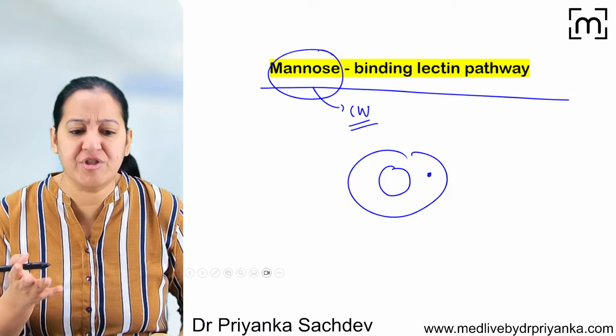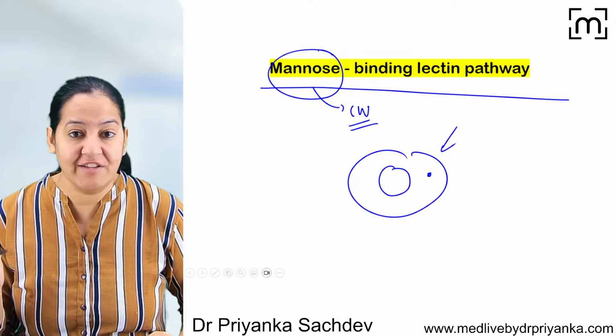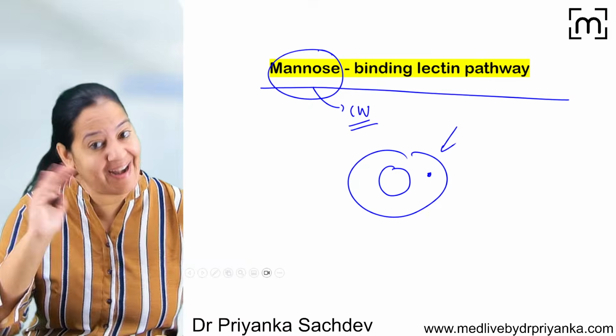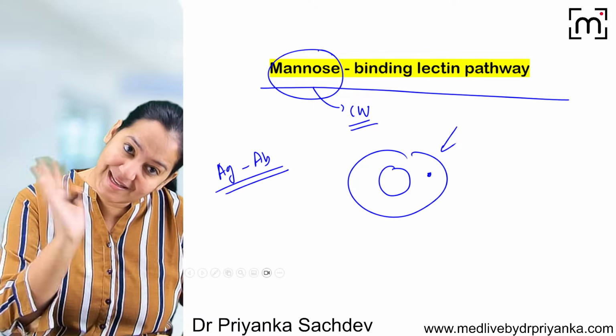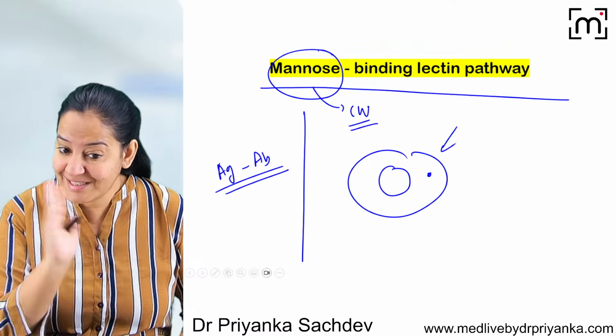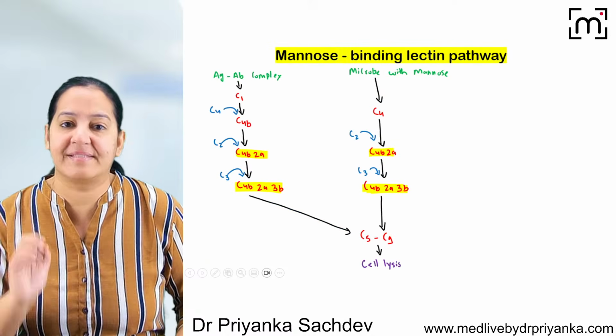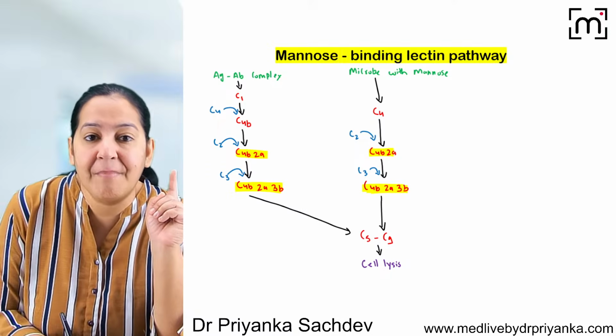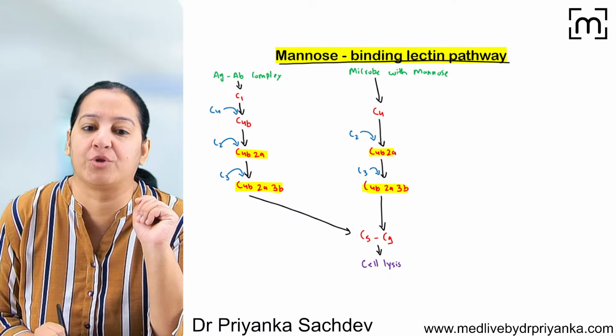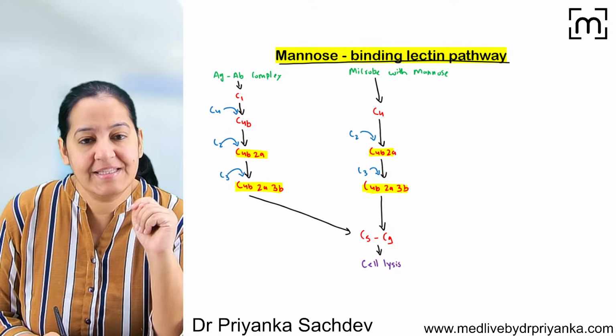So it is only an exceptional case when this bacteria is entering. Otherwise, when any other bacteria or any other antigen enters, an antigen-antibody complex is formed. In that case, classical is activated. But when this bacteria containing mannose is entering, it is the second pathway which will get activated. So what is the mannose pathway? Let's discuss. Mannose binding lectin activating pathway. Mannose binding lectin.